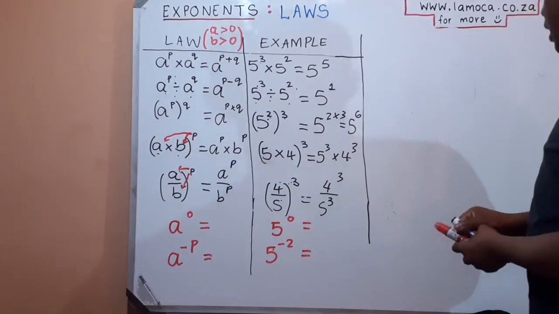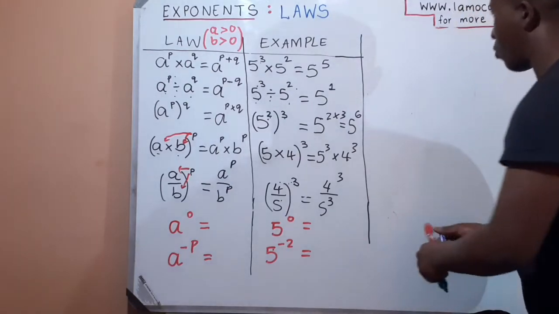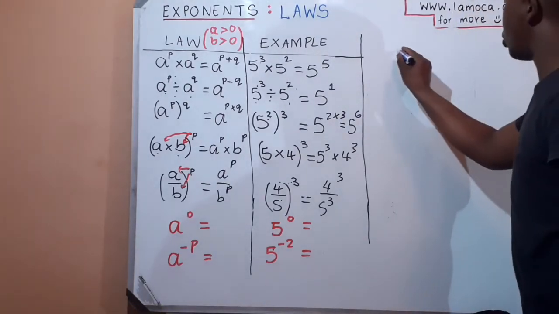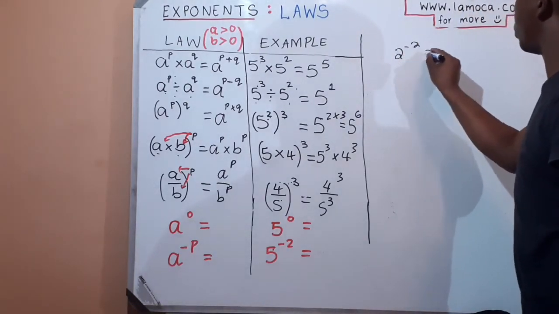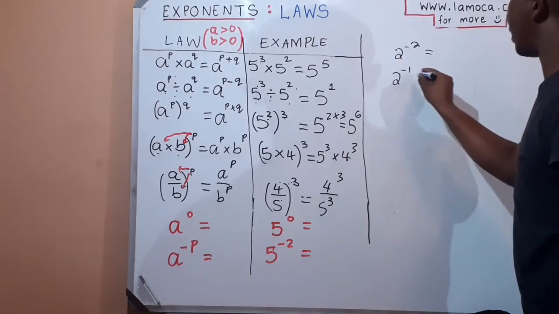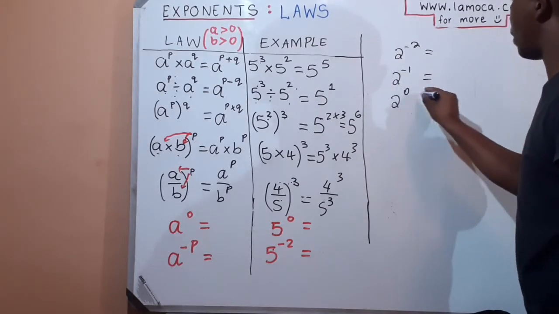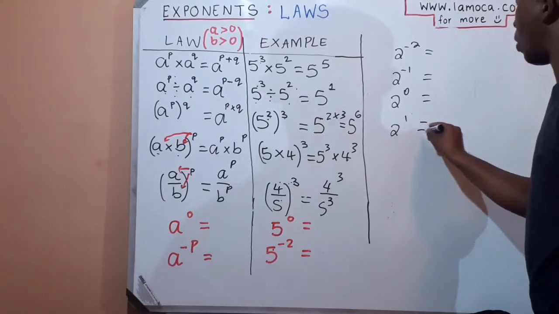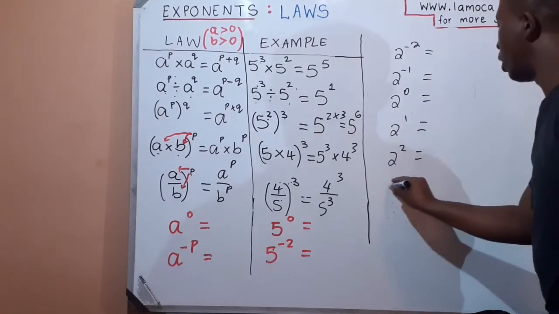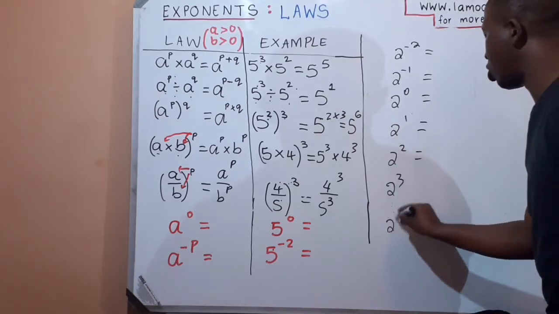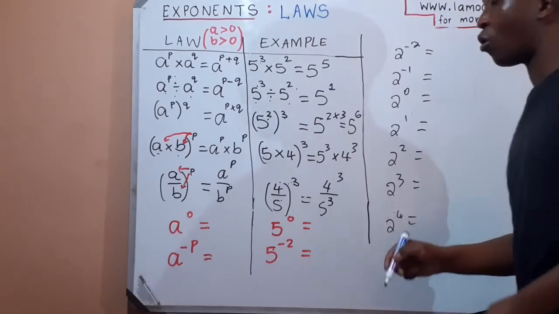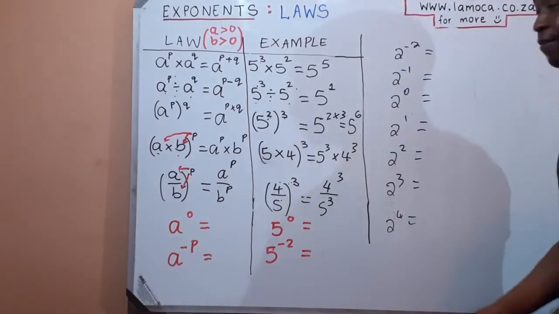So let's imagine a situation where we had to work with the base 2. I want to know what 2 to the power of minus 2 is going to be. I want to know what 2 to the minus 1 is. I want to know what 2 to the power 0 is. I want to know 2 to the 1, 2 to the 2, 2 to the power of 3, and let's just stop at 2 to the power of 4. We can obviously go as many levels as we want.